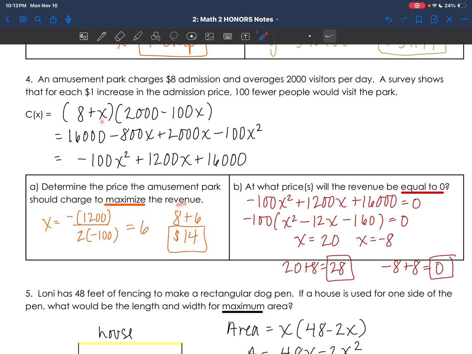So the revenue would be your X. So what we're going to do is we're taking 8 plus your revenue, or plus a X, and then it averages 2,000, but it said here 100 fewer people would visit the park based on if there's an increase in the admission price. So we've got this here, we've got this here. You're going to go ahead and multiply it all out, combine like terms, and then I just switched the order. I put it in standard form.